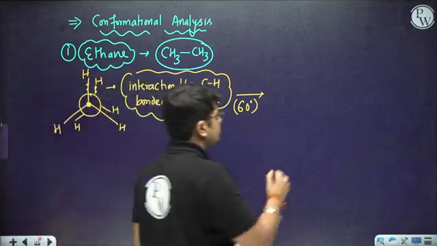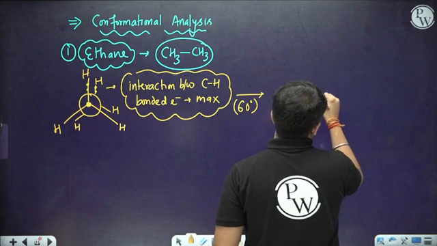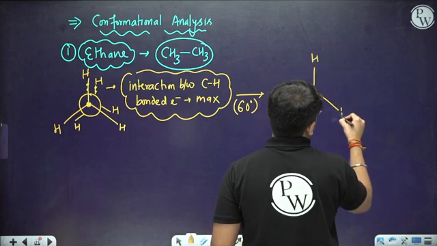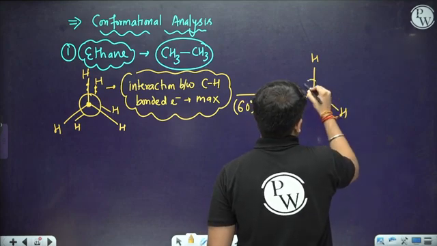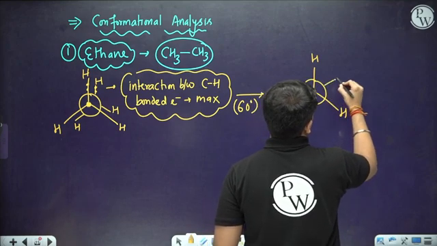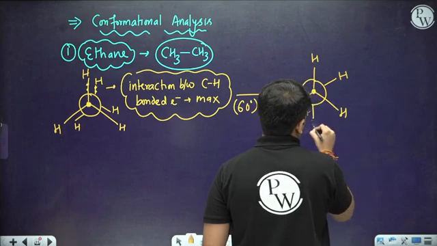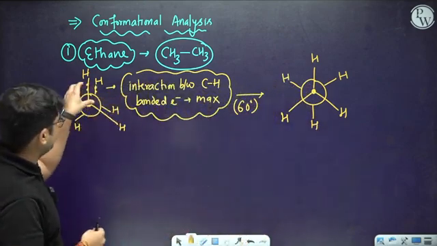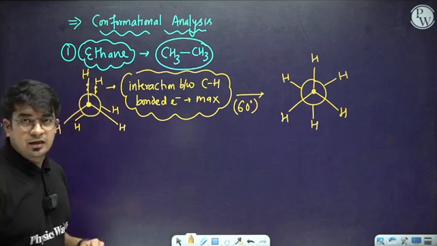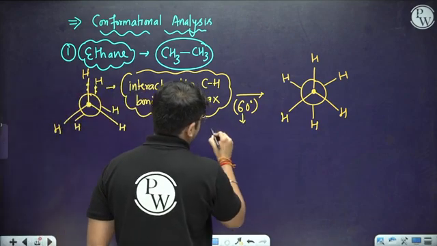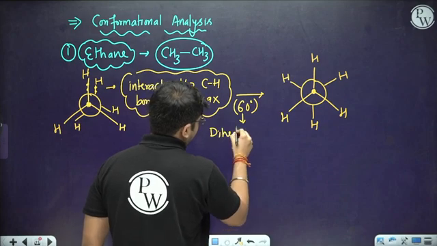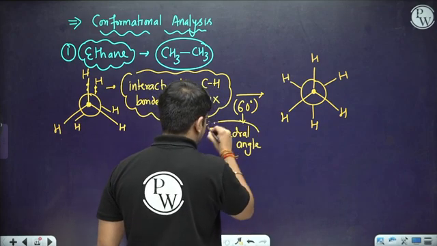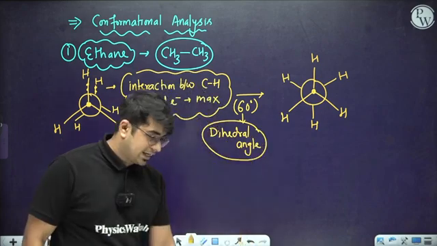Try to rotate it. If you see the front carbon, it's like this. So we have H, H and H. Now for the back carbon, H is going here, H is going here, H is going here. It's like the rotation. I am rotating the next part at 60 degree. Now this 60 degree is a dihedral angle. It's slightly different if you know the structure of H2O2.